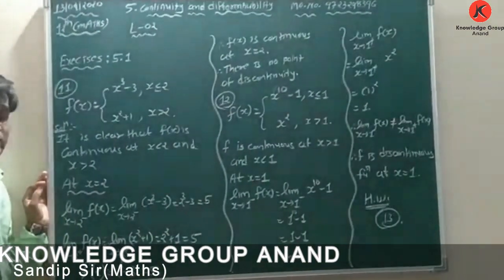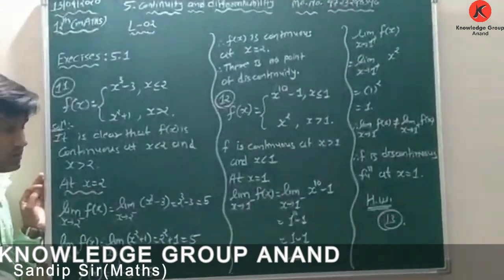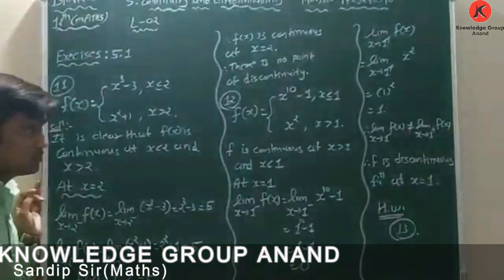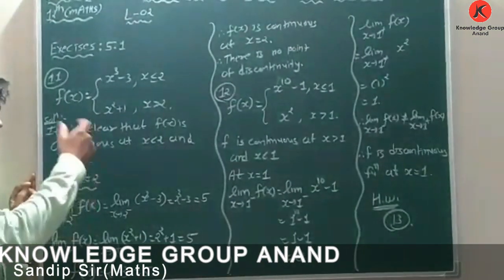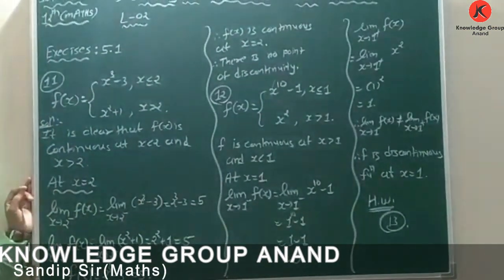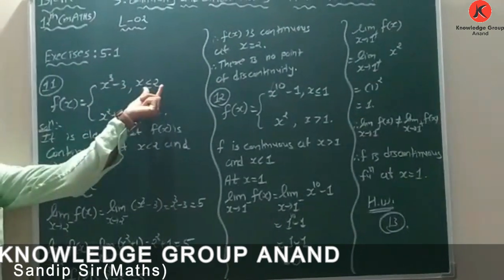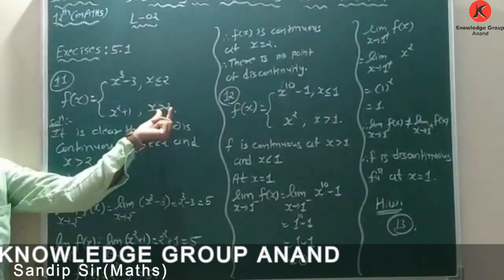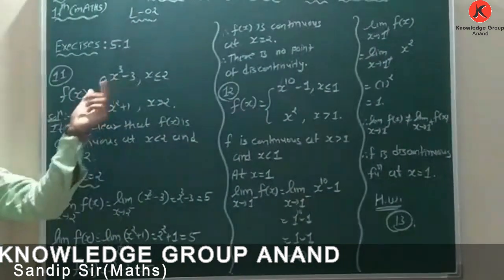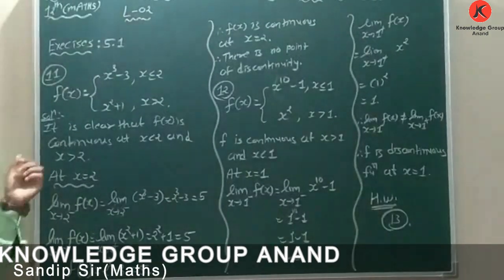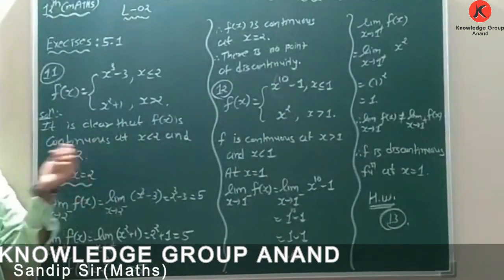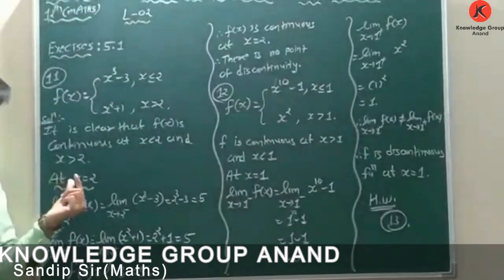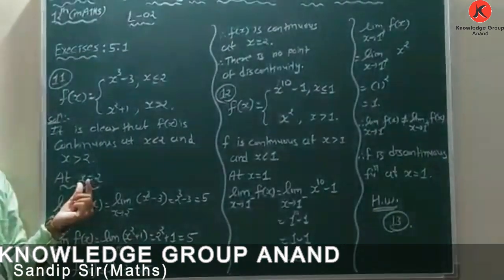Okay, exercise 5.1, example number 11, f of x is equal to x cube minus 3 where x is less than or equal to 2, and x square plus 1 where x is greater than 2. First of all it is clear that for all values of x less than 2 and all values of x greater than 2, these two functions are continuous. So f of x is continuous for x less than 2 and x greater than 2. You have to check at x is equal to 2 whether the given function is continuous or not.